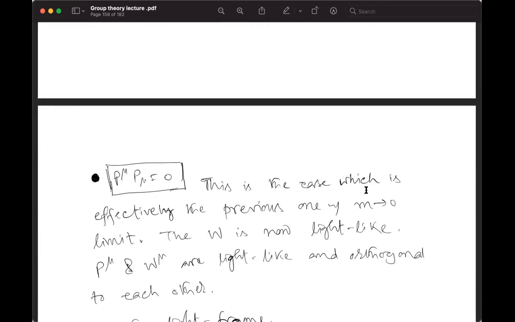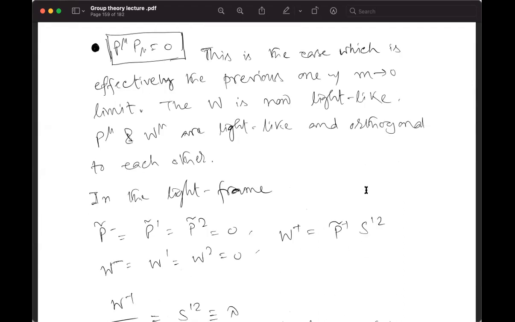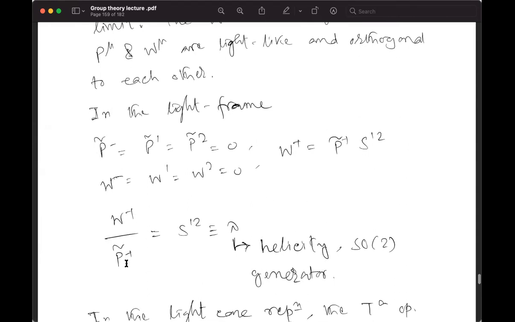So now we have the different case of the spinning particle with P squared equal to 0. So this is the case which is basically effectively the previous one with m tends to 0. Now W is basically now like this. So your P mu and W mu are orthogonal to each other. So in the light cone frame, P tilde minus, P1 tilde, P2 tilde are 0. And so W minus, W1, W2 equal to 0, and W plus is given like this. The ratio W plus over P tilde plus equal to S12, which is basically nothing but the helicity, which is the SO(2) generator.